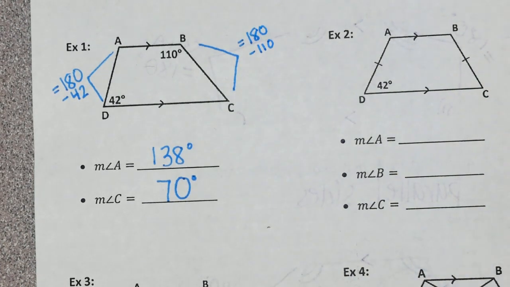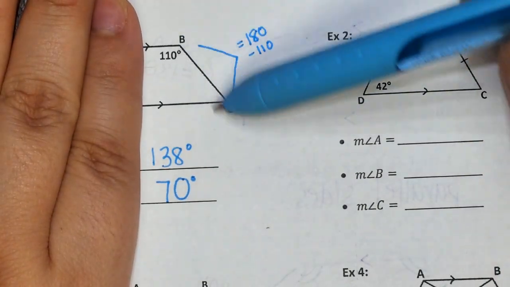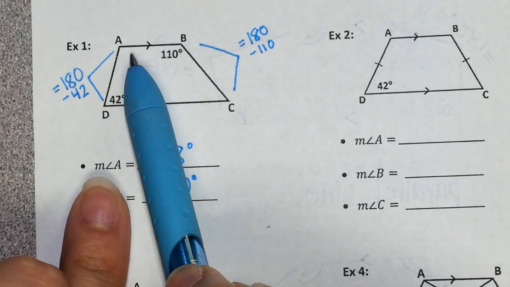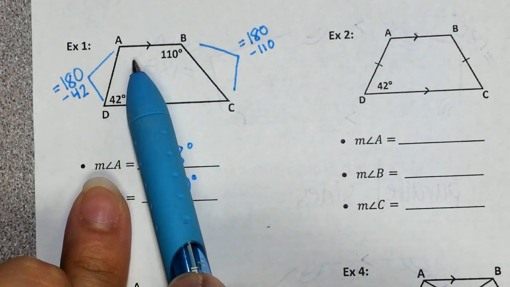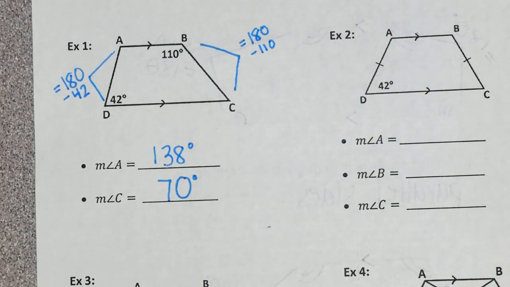Because it's the two between the parallel lines. Because these are the parallel lines, these are the same side interior angles. These are same side interior angles, but they're not same side interior angles of parallel lines. So they are not supplementary. Does that make sense? That's why on a parallelogram, they're all 180 because they're all same side interior angles. But in this case, only those two are. Does that make sense? Okay. All right. Next.